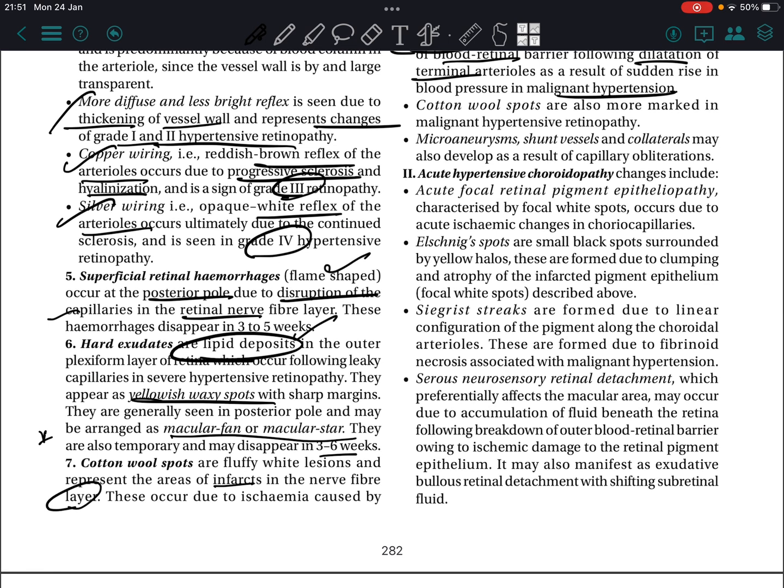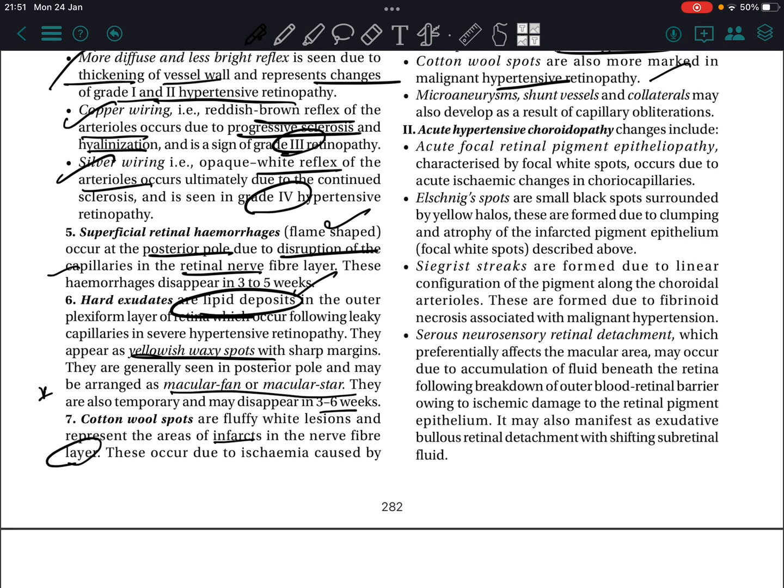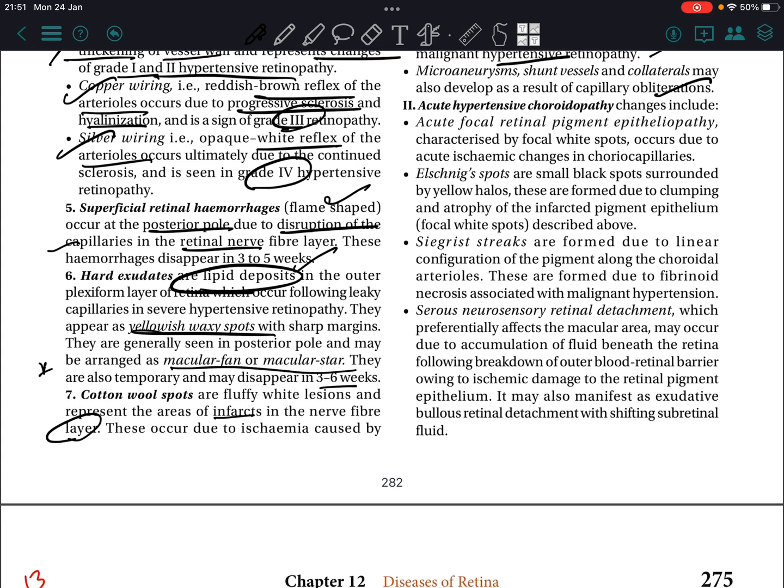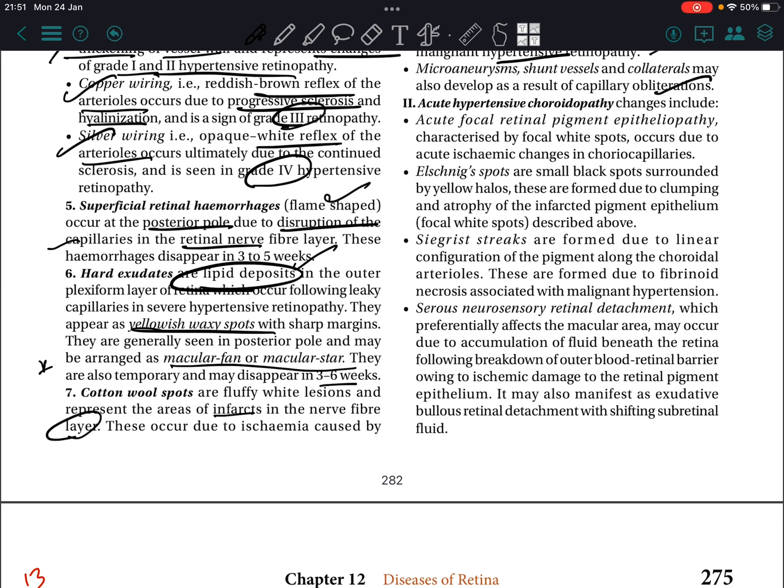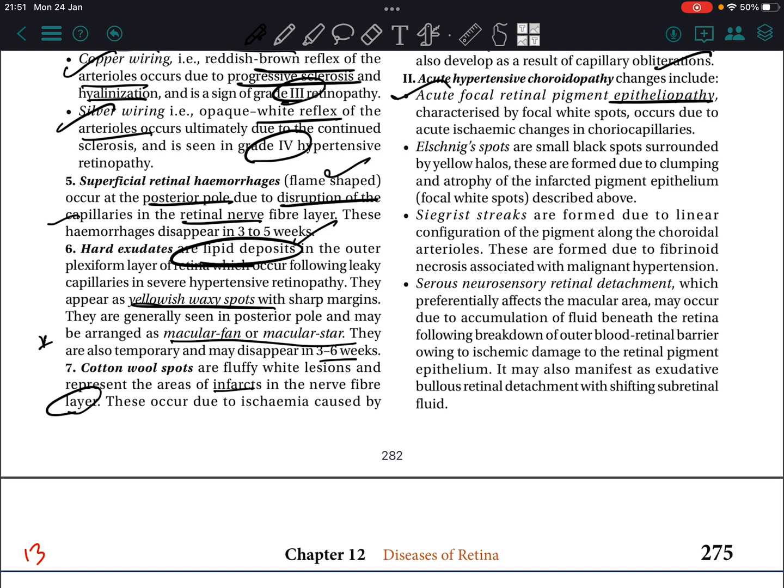Cotton wool spots are also more marked in malignant hypertensive retinopathy. Microaneurysms and vessel collaterals may develop as a result of capillary obliteration. Acute hypertensive choroidopathy changes include acute focal retinal pigment epitheliopathy, characterized by focal white spots that occur due to acute ischemic change in choriocapillaris.